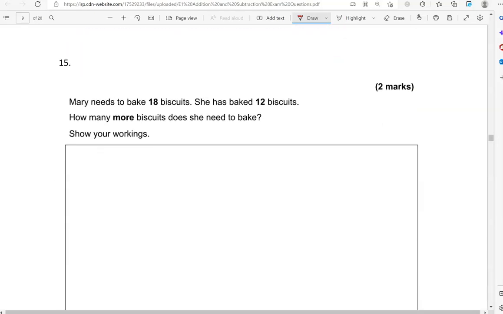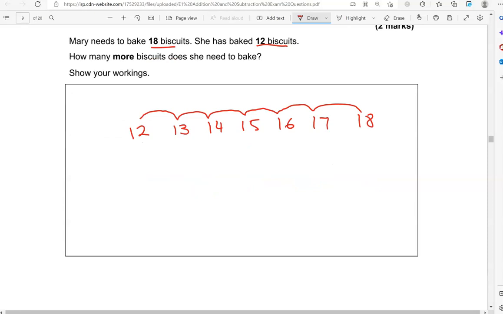Mary needs to bake 18 biscuits. She has baked 12 biscuits. How many more biscuits does she need to bake? Show your workings. So she has baked 12 biscuits and she needs to get to 18. So 12, 13, 14, 15, 16, 17, 18. So we've added 1, 2, 3, 4, 5, 6 of them.